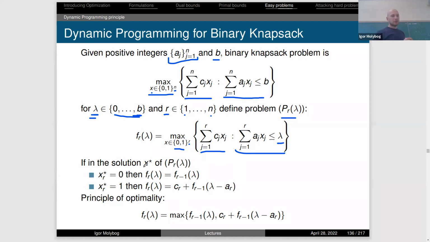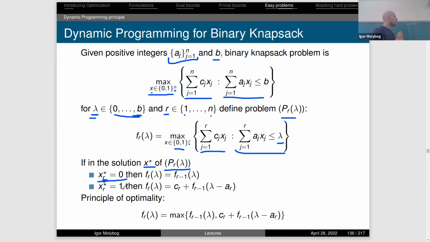Then we consider a solution x star of this P_r of lambda, of this reduced or smaller problem. And we consider two cases: x_r, which is the last component of the vector x star, so x_r star is equal to 0 or x_r star is equal to 1. There are only two cases to consider actually.